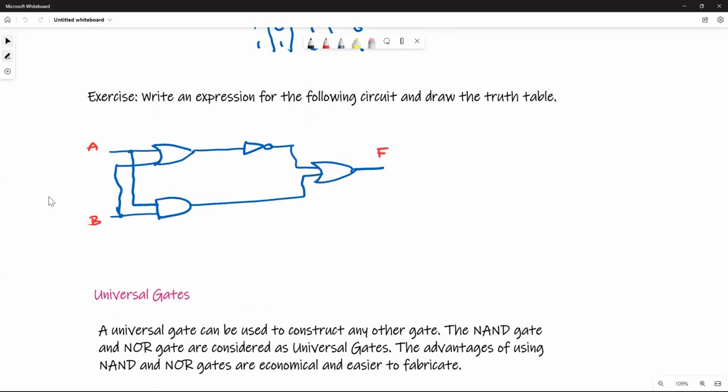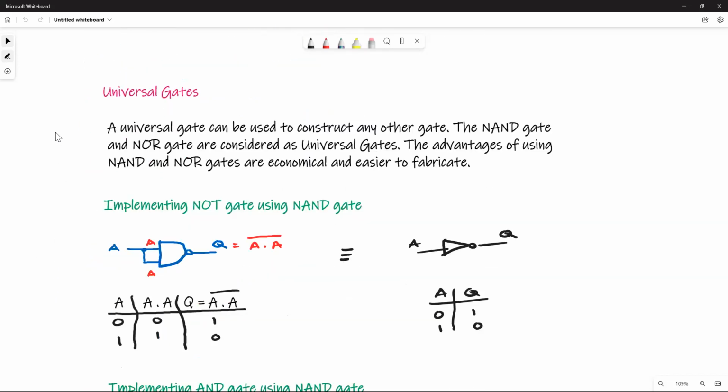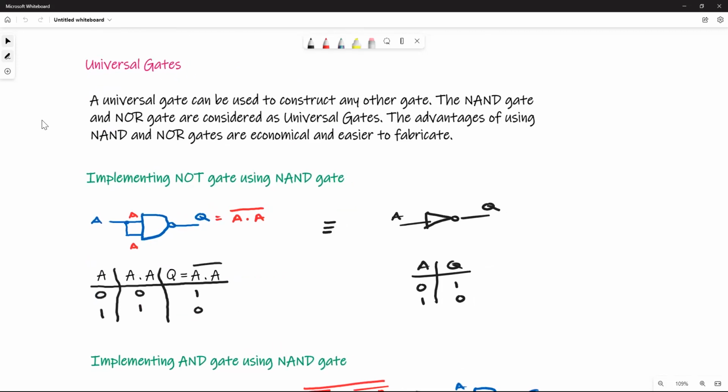We did a couple of exercises on, given a logic circuit, we were asked to draw the circuit, come up with a Boolean expression and draw the truth table. The new thing that we discussed last time, this is where we worked last time.